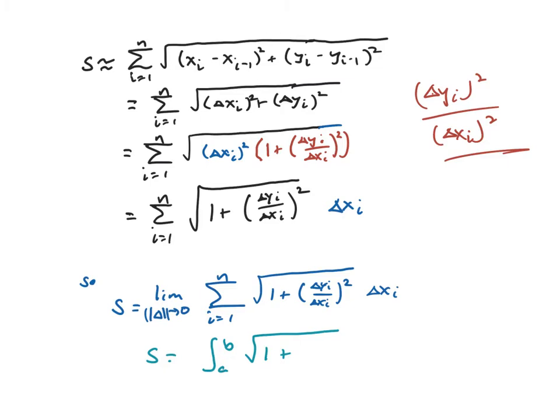Basically what's happening is delta x sub I is also going to 0. And as this thing goes to 0, this right here, delta y sub I over delta x sub I, should be familiar to you. That is going to become the derivative. So 1 plus, there we go, y prime of x, that quantity squared, and delta x sub I becomes dx. And so that leads us to our formula for arc length.